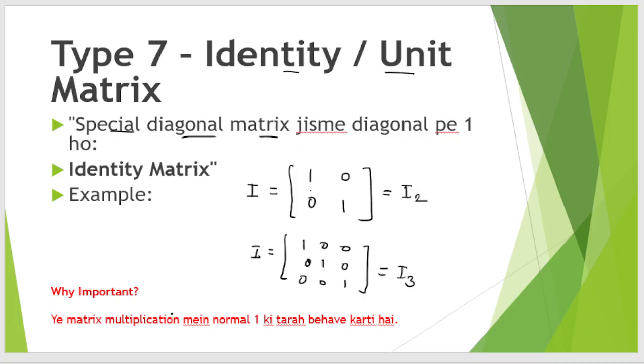So why is this important? Because in matrix multiplication it behaves like the normal 1. For example, we know 5 into 1 is equal to 5. So here 1 is the identity with respect to multiplication. Similarly, in the case of matrices, if there is a matrix B and I multiply it with the identity matrix I, I'll get only B, the same matrix. So I hope this is clear.